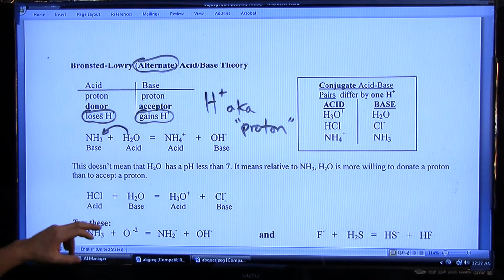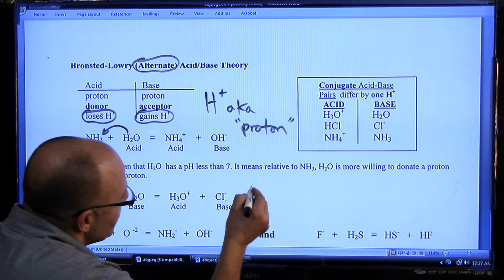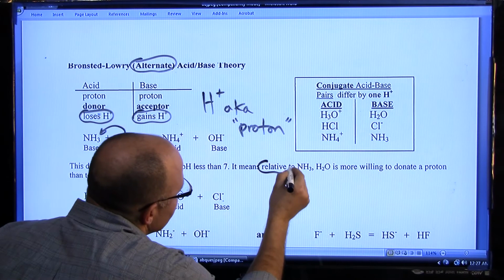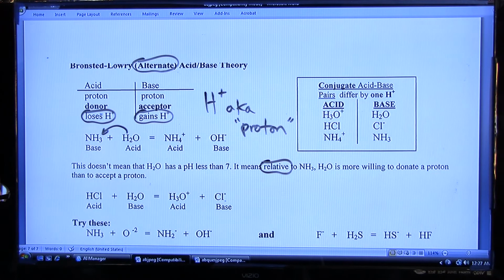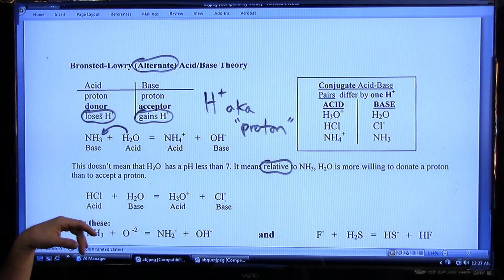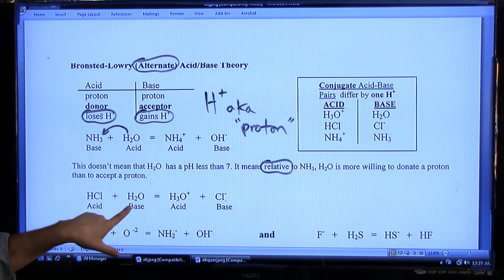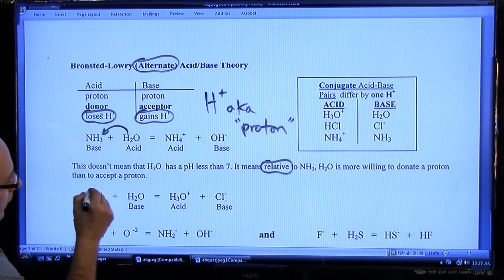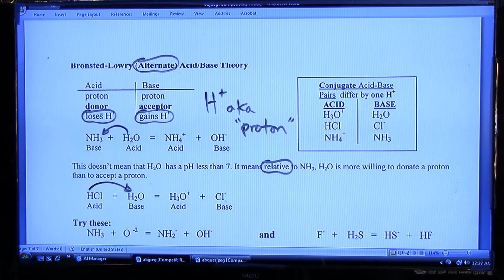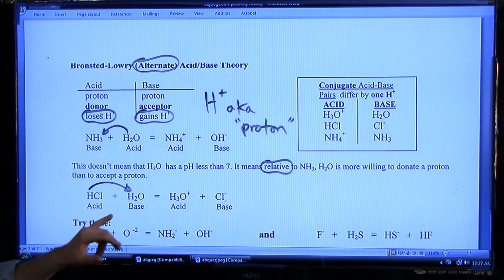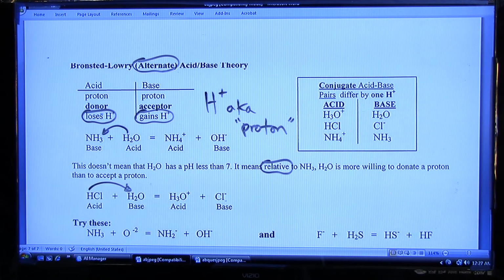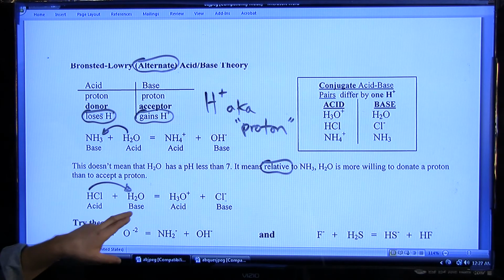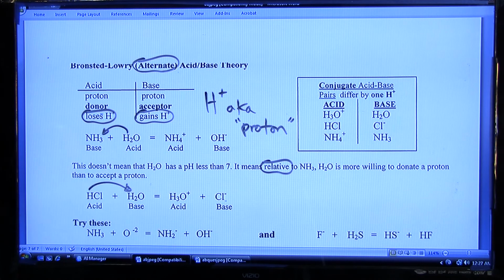All right, so now let's look at this reaction here. Let's just also emphasize it's a relative thing. Look what's happening here. In this case, the HCl combines with the water and it forms H3O+. So the HCl, in this case, is donating a proton to the H2O. The H2O is accepting a proton, and therefore the H2O relative to the HCl is the base, according to these definitions, and the HCl is the acid.